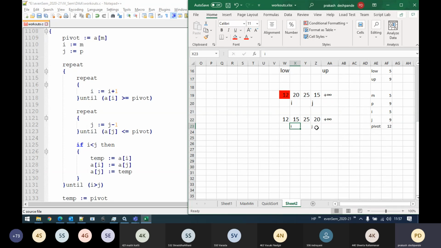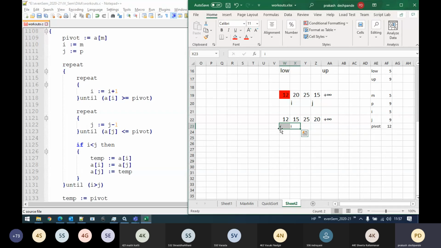What about j? We need to decrement the jth value. Is 20 less than or equal to pivot? Is this 20 less than or equal to 12? No. So decrement. Is 25 less than or equal to 12? No. Decrement. Now, is 15 less than or equal to 12? No. Then still decrement it. Now j comes over here. Now, is 12 less than or equal to 12? Yes, sir. So j will stop decrementing here itself.